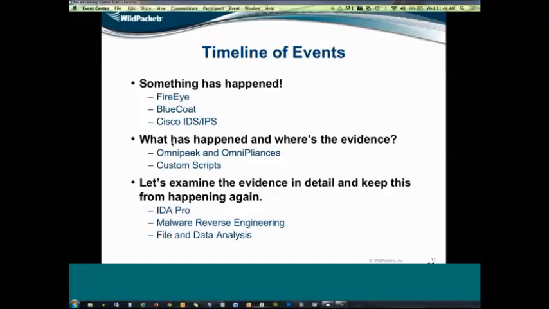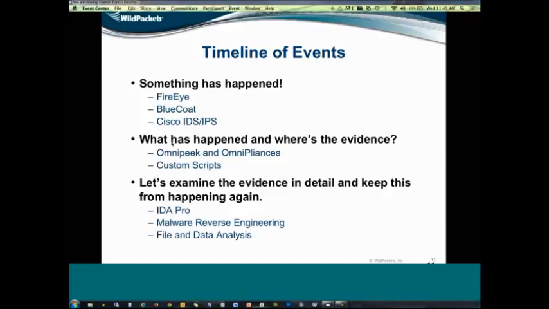And usually that's what management wants to know: what happened, how it happened, what are we going to do to make sure it doesn't happen again, what was taken, those kinds of questions. So in that phase, I usually use OmniPeak or something in OmniAppliances to help me answer those questions quickly. And then there's a third phase where we do a deep dive. So now we know where the malware is. We know which machine it's on. We've pulled it off that machine. And then we get into our reverse engineering, our malware reversing, our data analysis, and things like that.